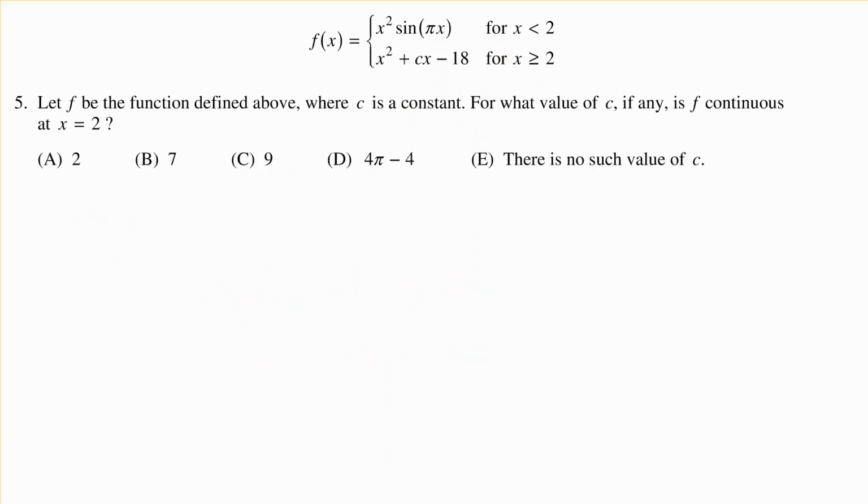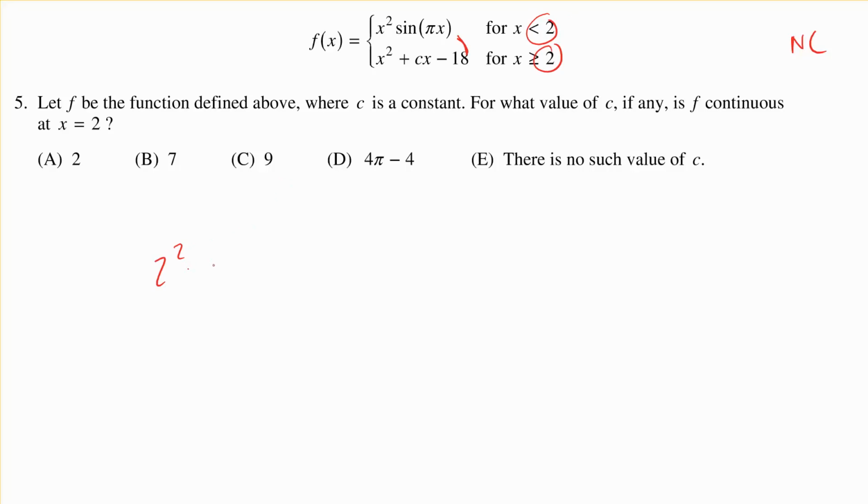All right. Let f be the function defined above, where c is some constant. For what value of c, if any, is f continuous at x equals 2? All right. So to be continuous, these two have to meet at 2. So if I put 2 into them, they have to be equal. Let's try it.